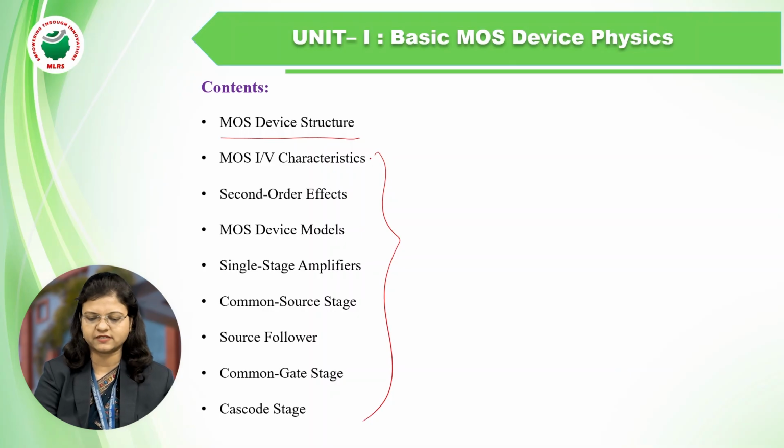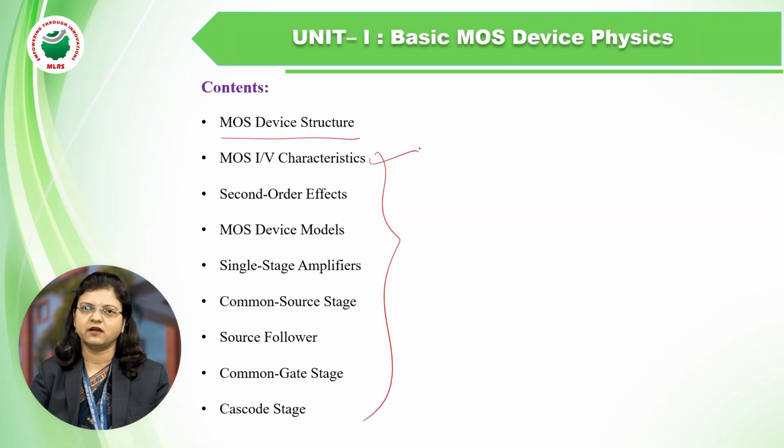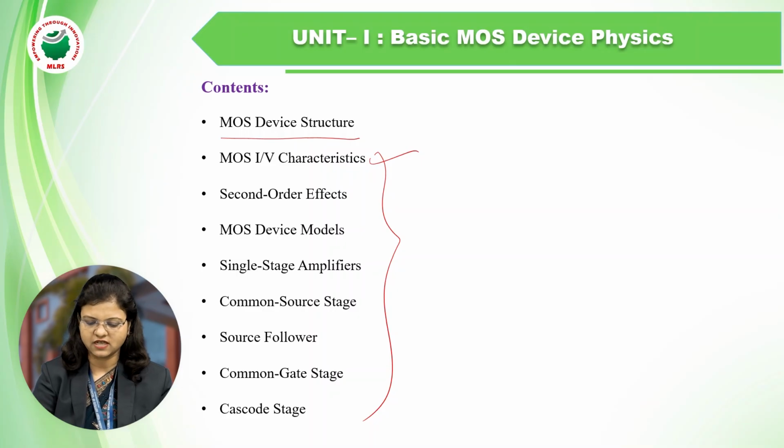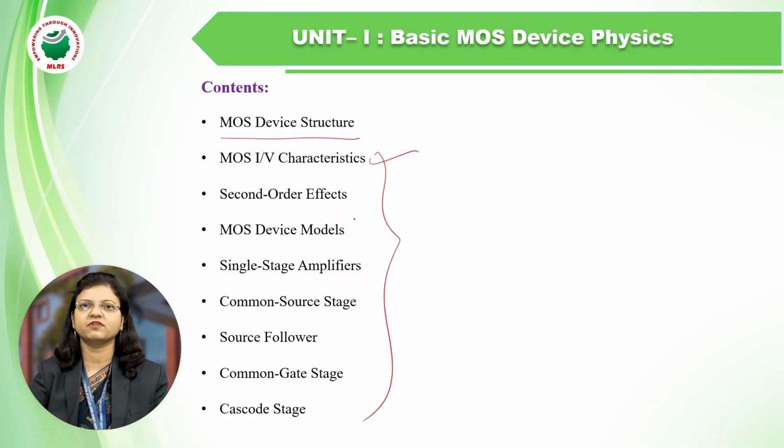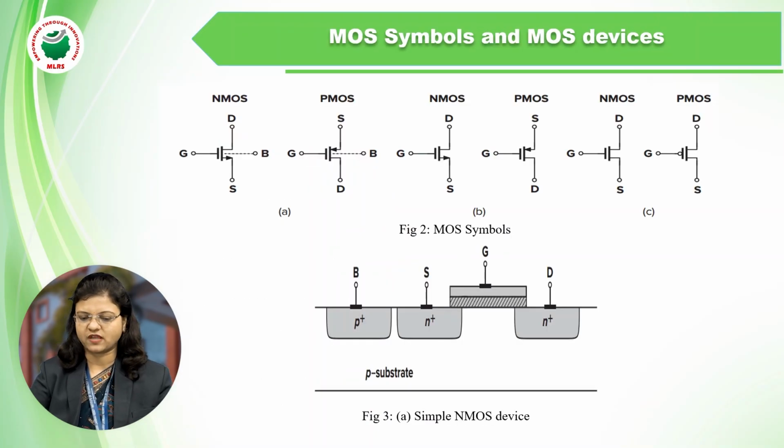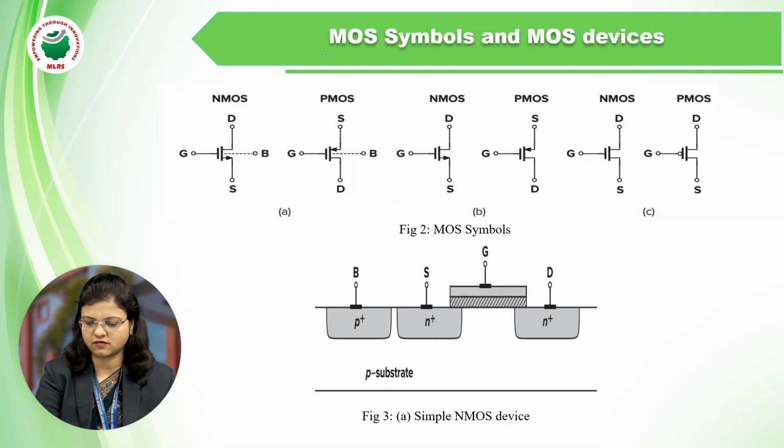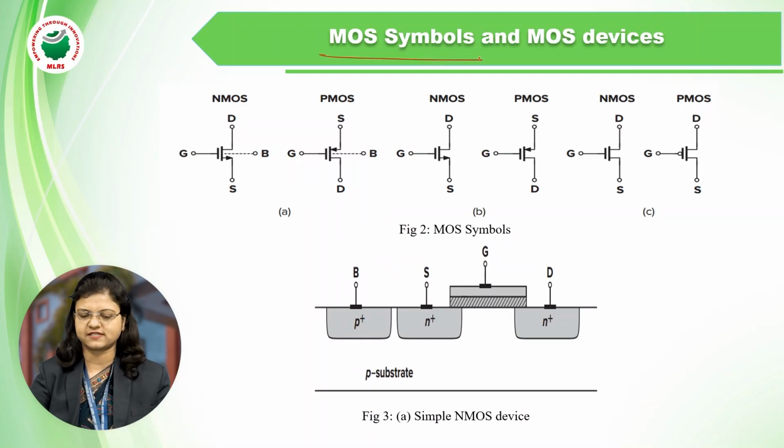This MOS IV characteristics we will do in two parts. In the first part we'll discuss the threshold voltage, and in the second part we'll discuss the derivation of the IV characteristics. Then these are the remaining topics that we are going to cover in the upcoming lectures one by one. So as we are discussing analog CMOS IC design.